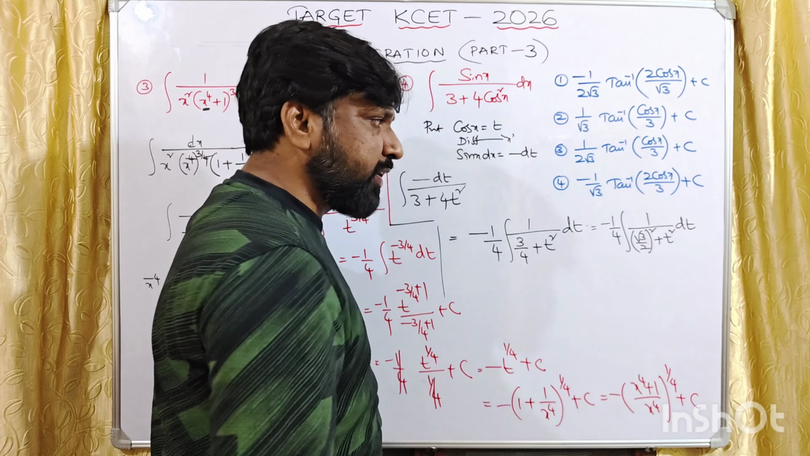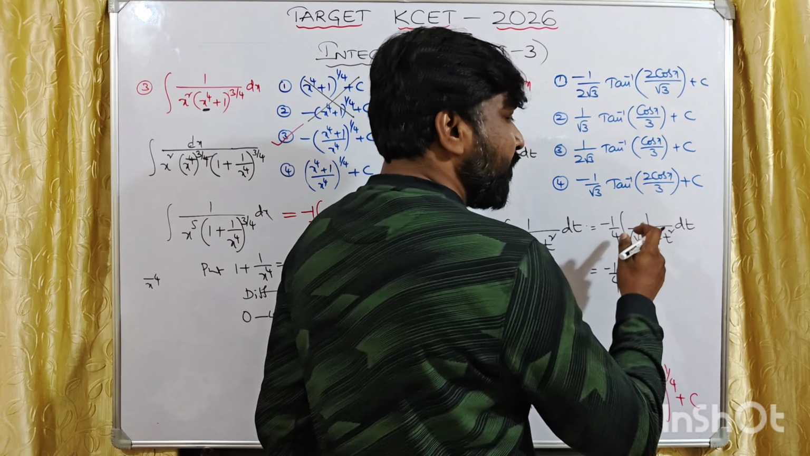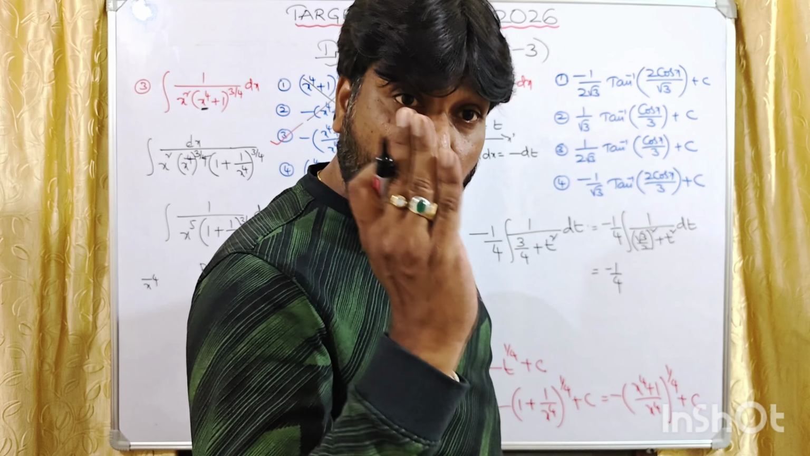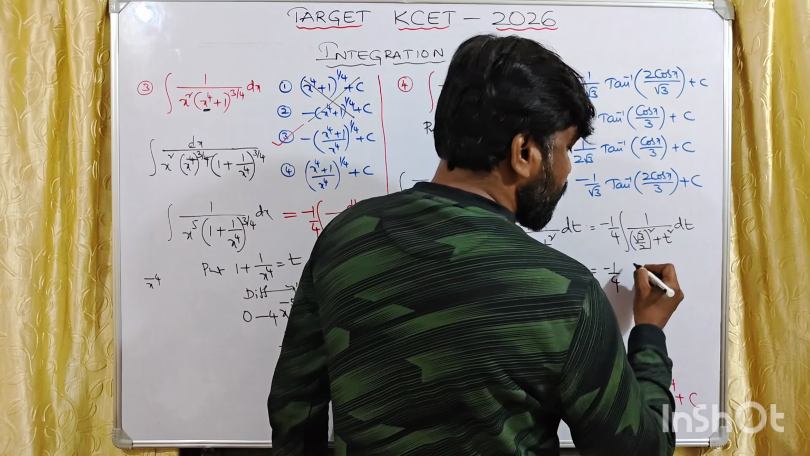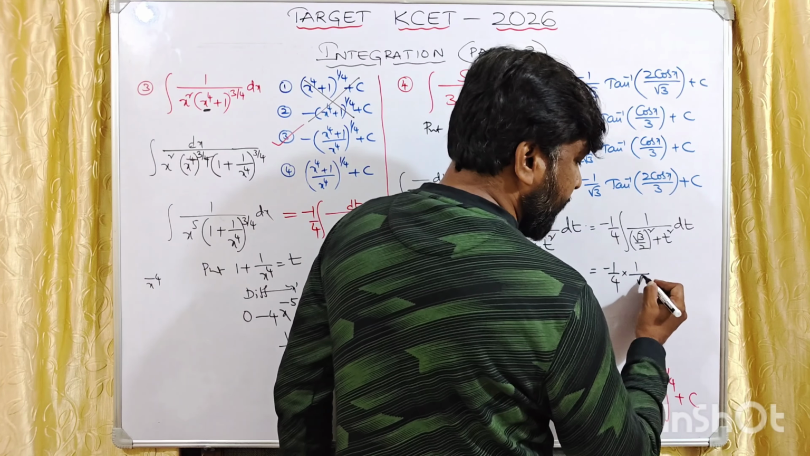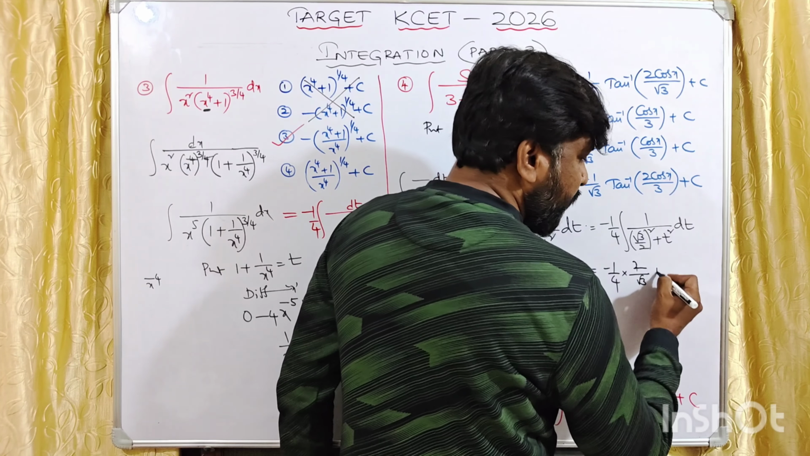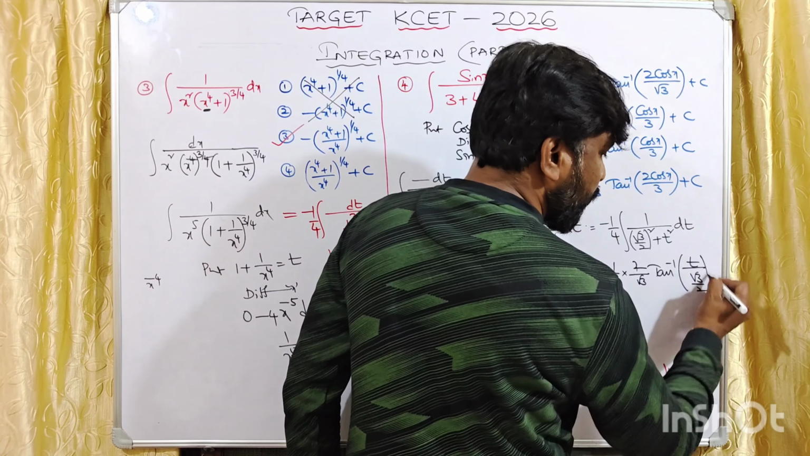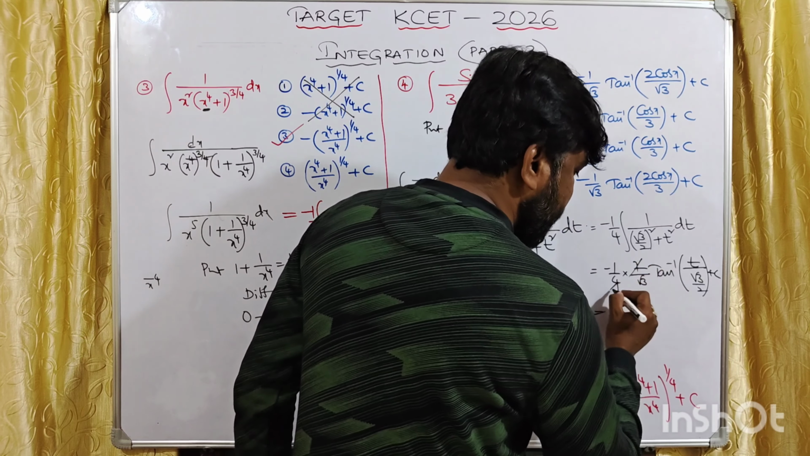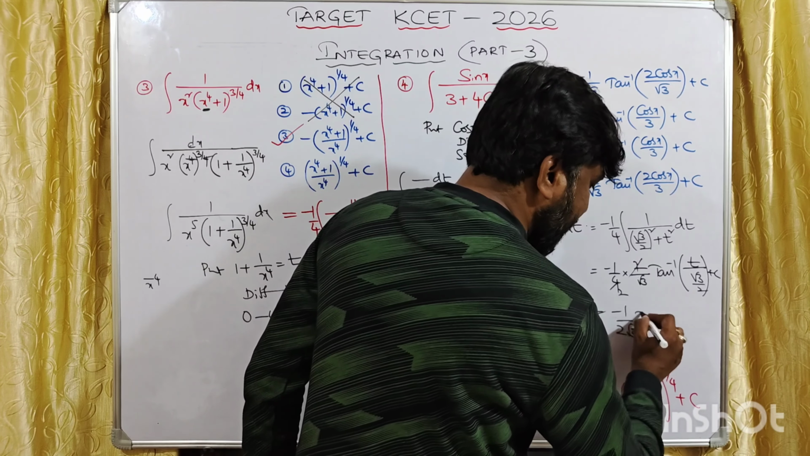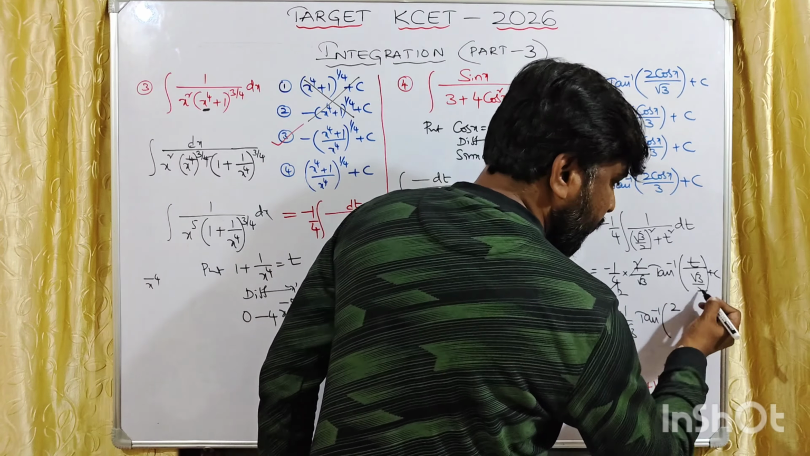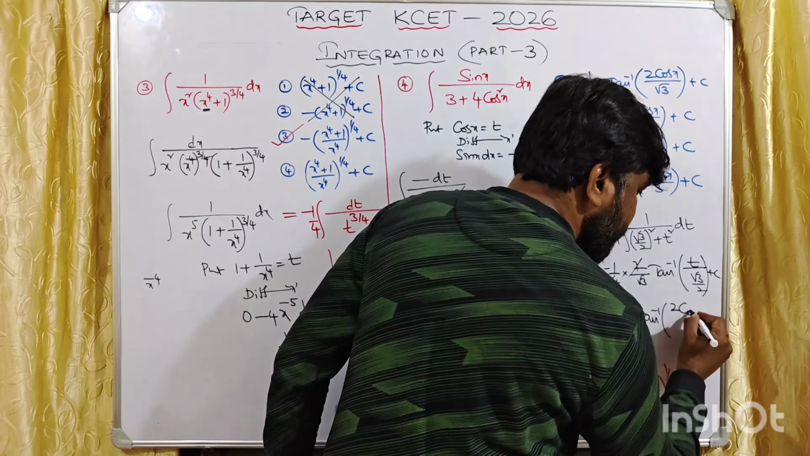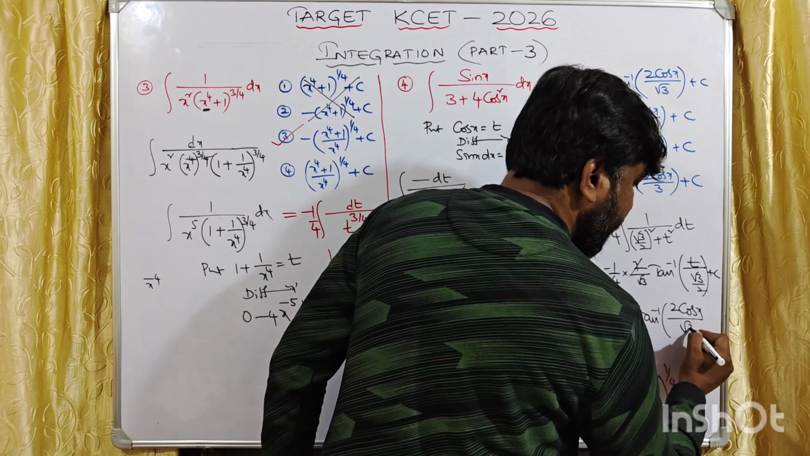Almost the problem is completed, friends. As minus 1 by 4 into integral 1 by x square plus a square dx, the formula for integral 1 by x square plus a square dx is equal to 1 by a tan inverse x by a, plus c. So 1 by a, what is a here? Root 3 by 2. Into tan inverse of x by a, x is t, a is root 3 by 2, plus c. This can be written as the 2 cancels: minus 1 by 2 root 3 into tan inverse of 2 into t. t is nothing but cos x. The question is given in terms of x, so the answer also should be in terms of x, by root 3 plus c.